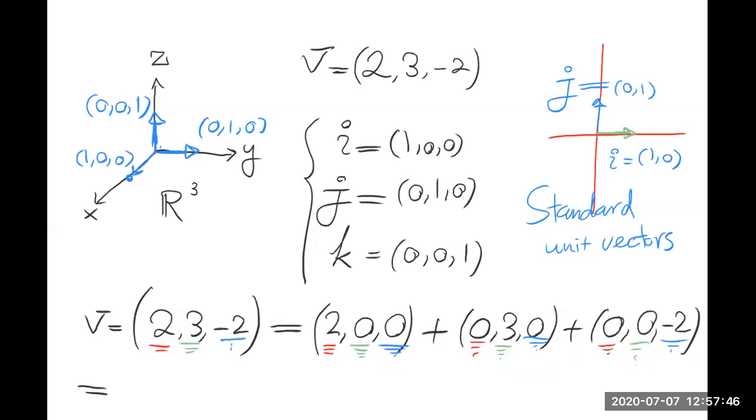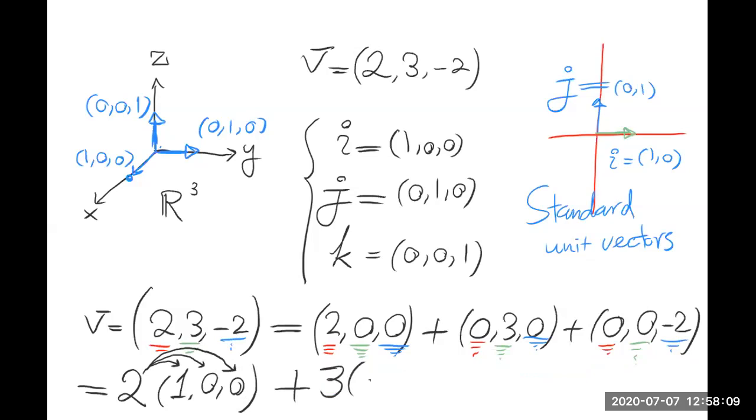And then 2, 0, 0 is equal to 2 times 1, 0, 0. Why? Because I do the multiplication component-wise. I first multiply 2 by 1, which gives 2, then 2 by 0, which is 0, then 2 by 0, which is 0. Plus 0, 3, 0 is equal to 3 times 0, 1, 0. If I do this multiplication, 3 times 0 gives 0, 3 times 1 gives 3, and 3 times 0 gives 0. And finally, minus 2 times 0, 0, 1.